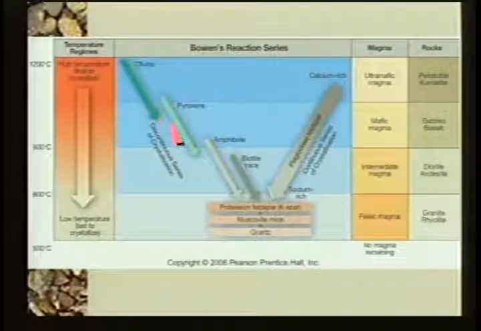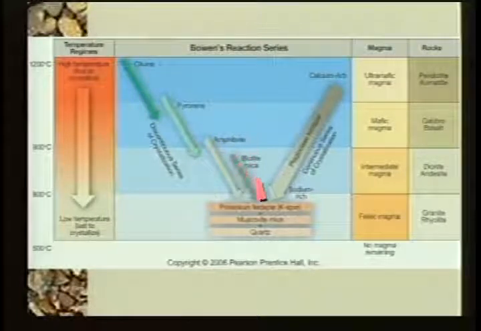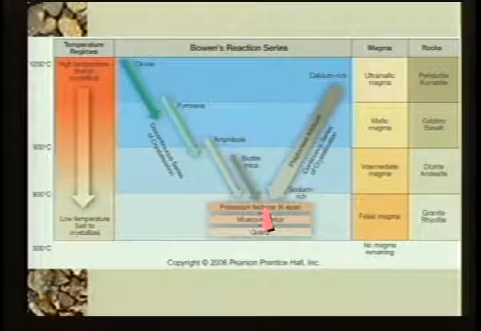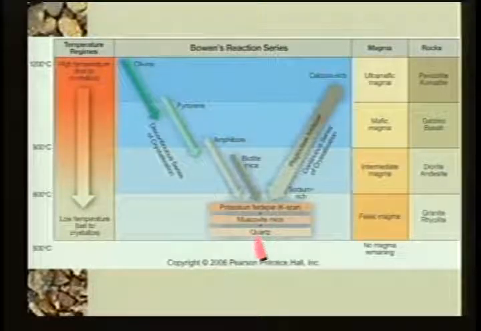Now, there's something really important to keep in mind with Bowen's. This is an idealized diagram. In other words, once we get to lower temperatures and we start forming potassium feldspar, muscovite mica, and finally quartz, idealized, it will only happen if we have enough silica in the melt. Sometimes we never get to these rocks. It depends on the composition of the melt and what the silica content is.